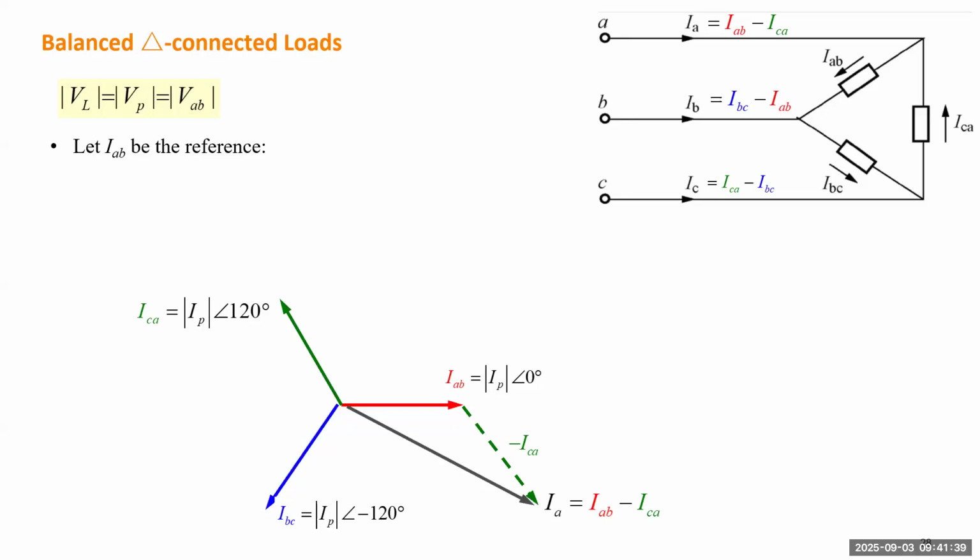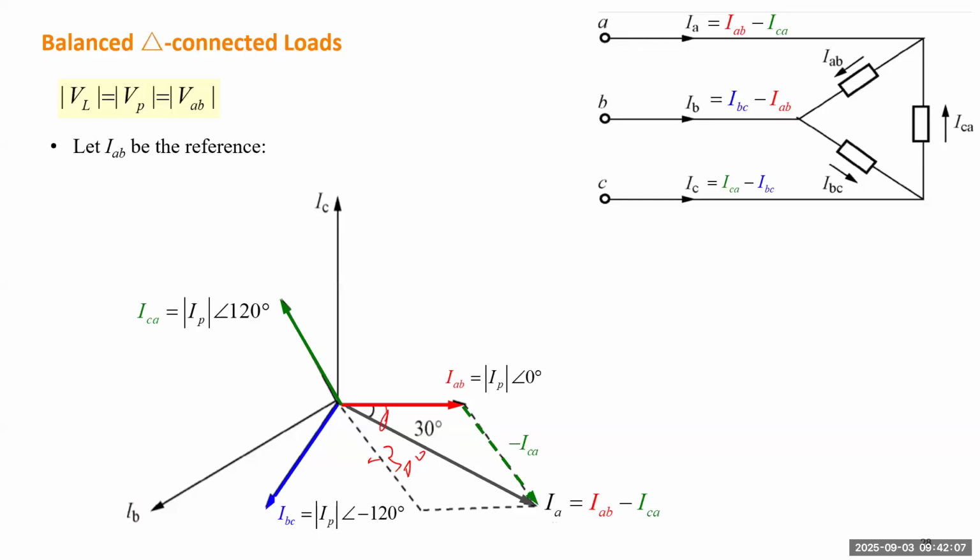This is negative 30 degrees. So if we know IAB, we just know that IA will be lagging IAB by 30 degrees, and also 1.73 times longer, or 73% longer.